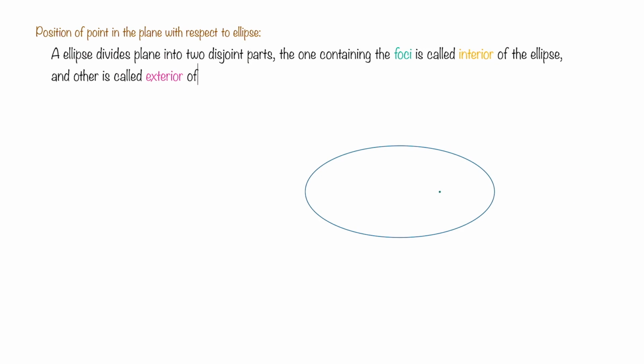Position of a point in the plane with respect to the ellipse. First of all, an ellipse divides the plane into two disjoint parts. The one containing the foci is called the interior of the ellipse, and the other is called the exterior of the ellipse. Question is, given an ellipse and a point in the plane, is there a way to decide whether the point is inside the ellipse or outside the ellipse? Answer is yes, we can do that. So first, let me introduce some notation.